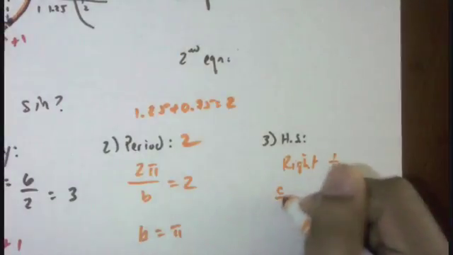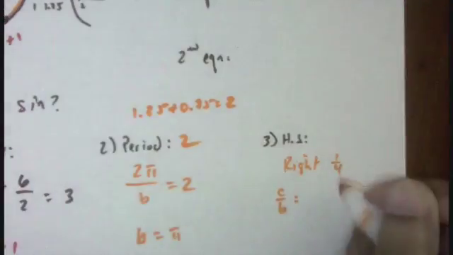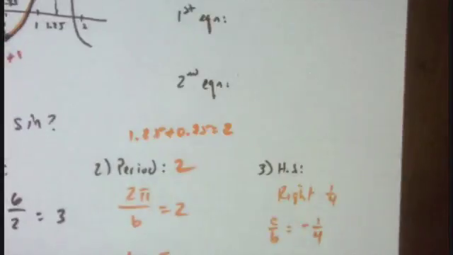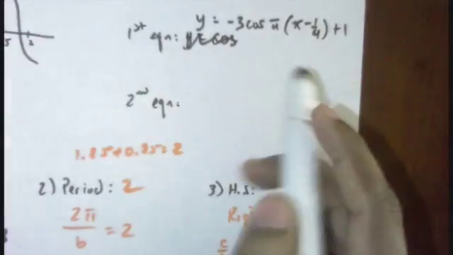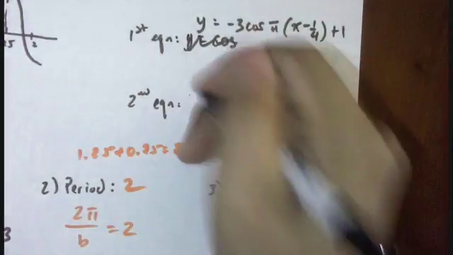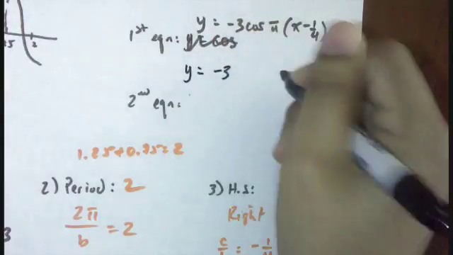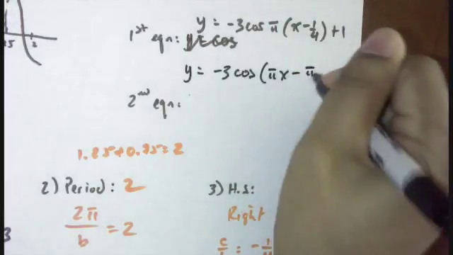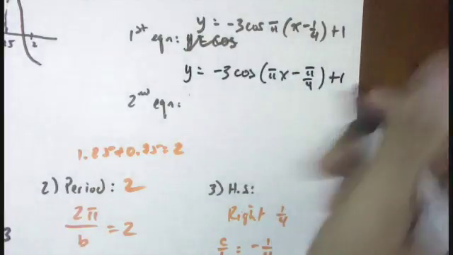So my C over B value, when I go to the right, that's going to be a negative 1 over 4. And now I can combine all the information that I have to write my first equation. The second equation, I want to be careful here. I'm going to do one extra step. My second equation, I'm going to do y is equal to negative 3 cosine of pi x minus pi over 4 plus 1.